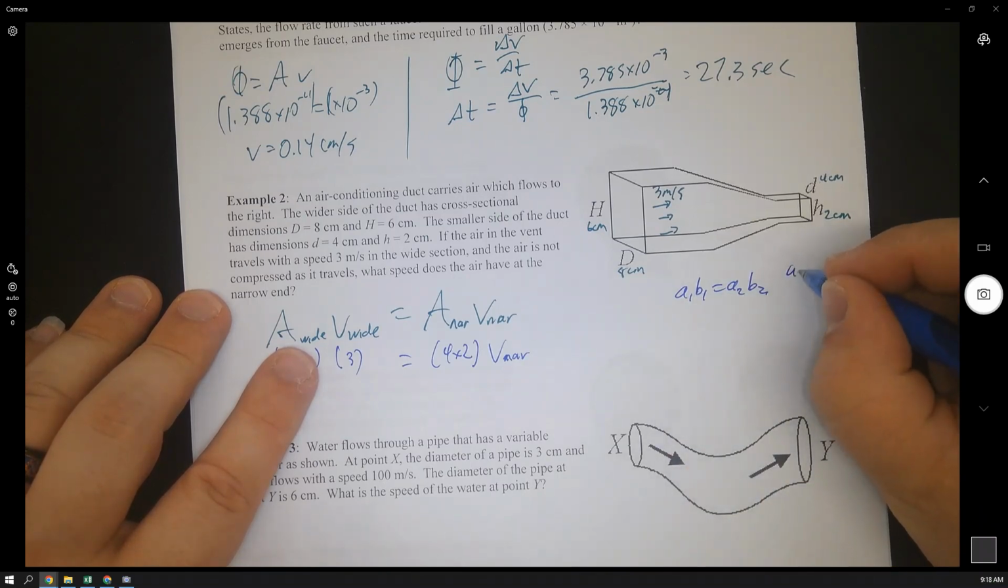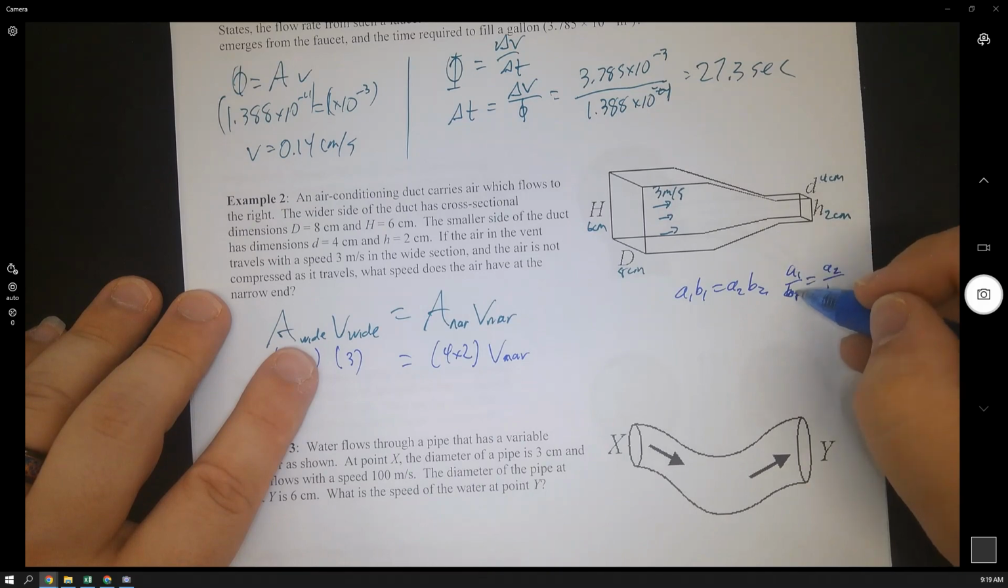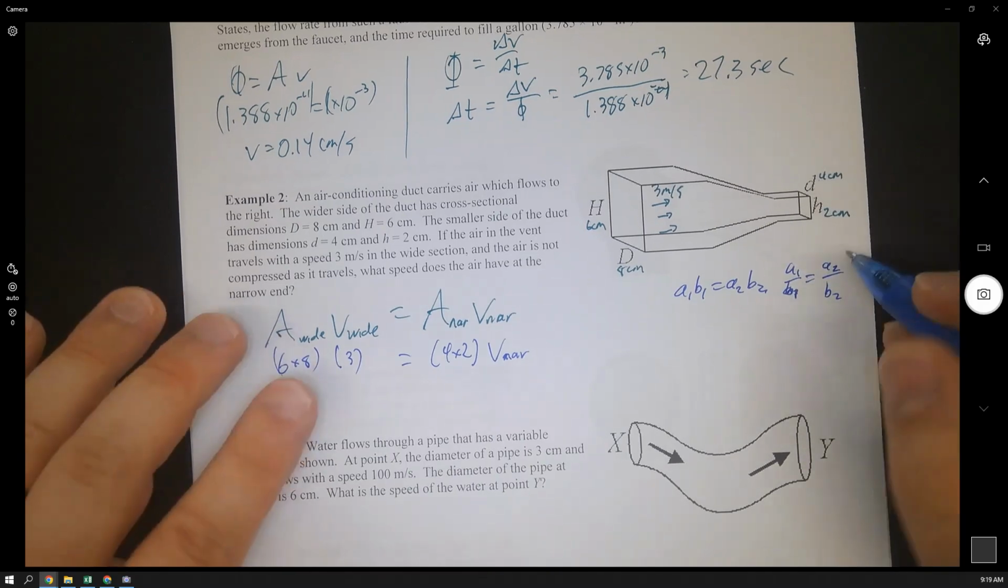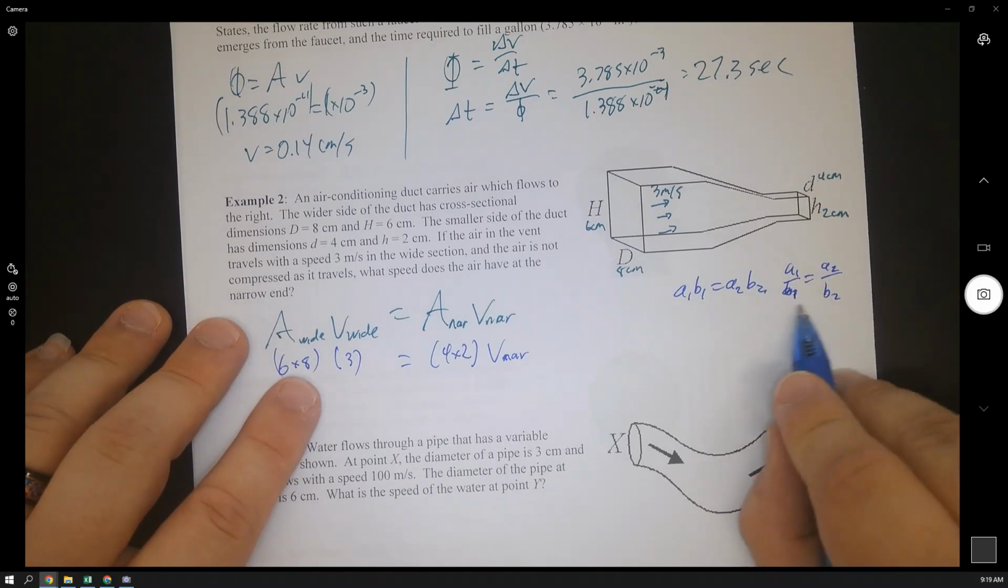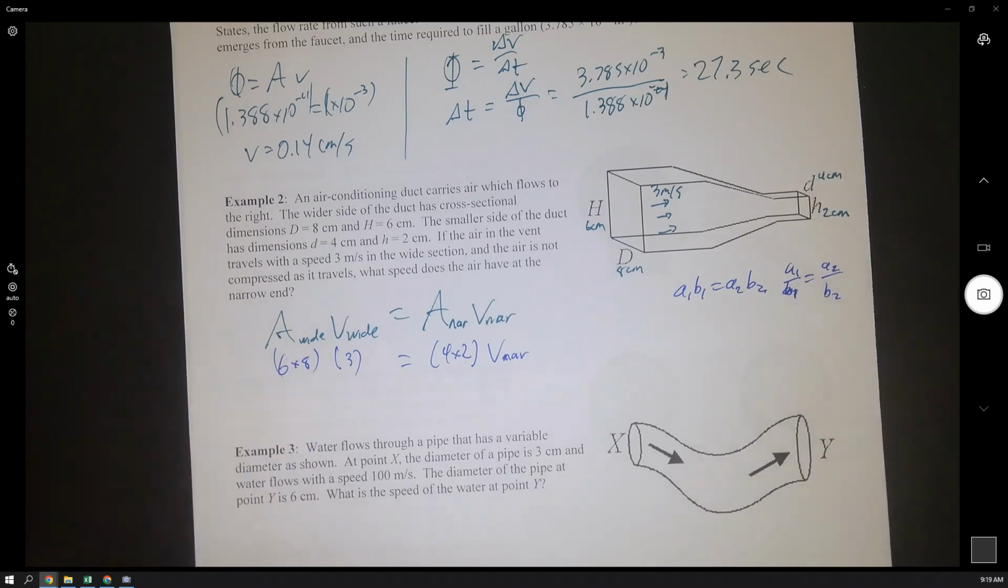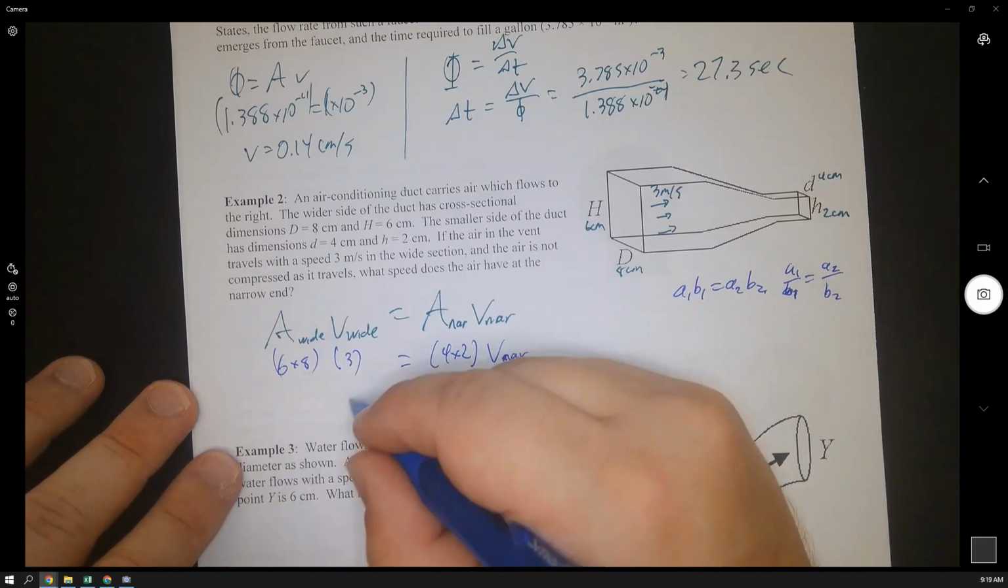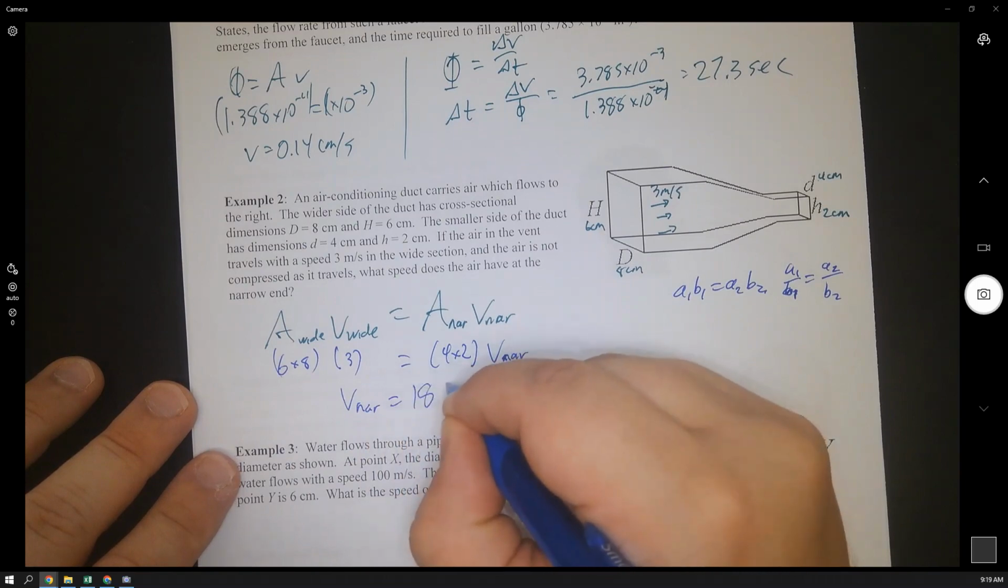Direct proportion is A1 over B1 equals A2 over B2, like Pascal's principle, force over area equals force over area. And again, as long as these two are matching units, then it works out, right? Okay, so this is 8, so I divide. The V in the narrow section is 18 meters per second.